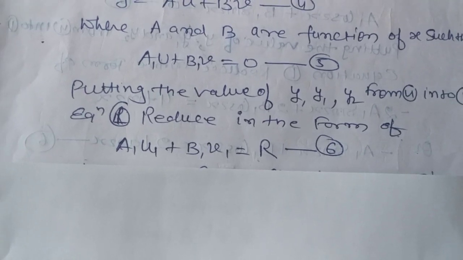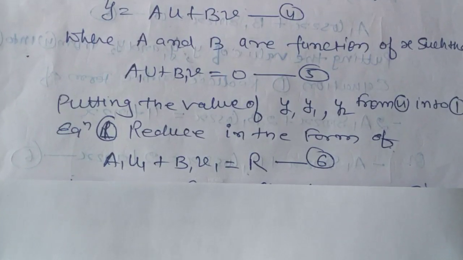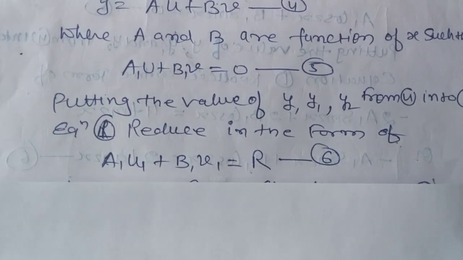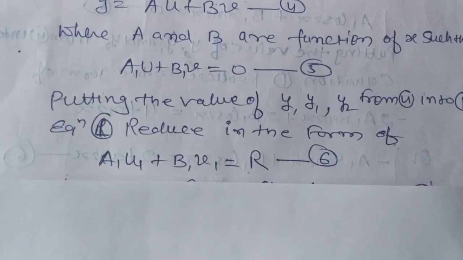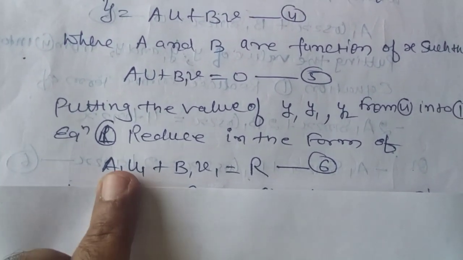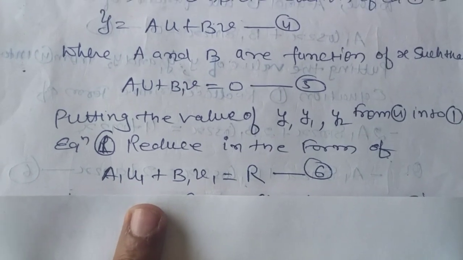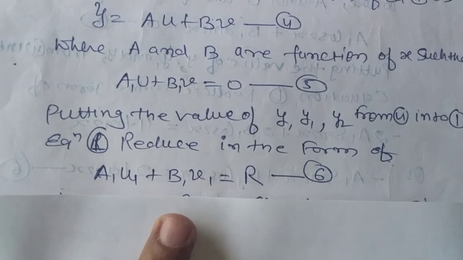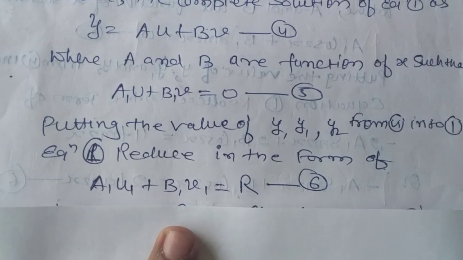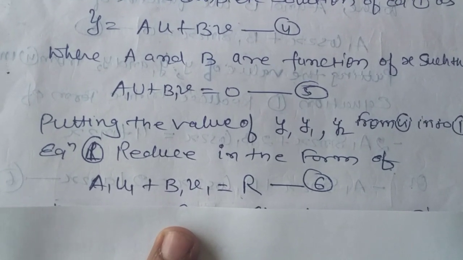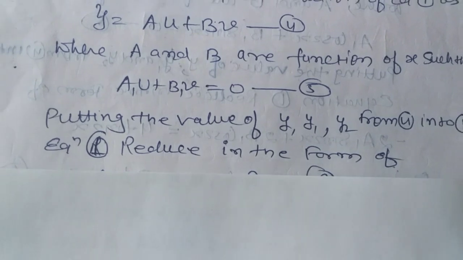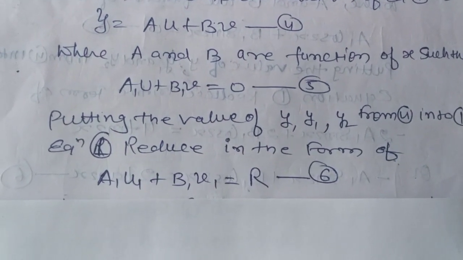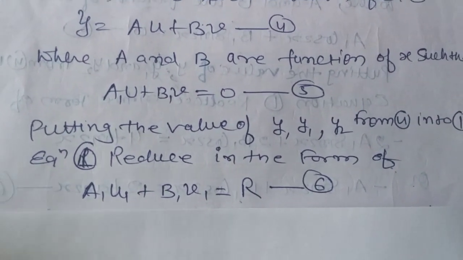this is the form which equation first takes after putting the values of y, dy by dx and d2y by dx2. The form is a1 u1 plus b1 v1 equal to r, where a1 and b1 are the derivatives of a and b with respect to x, and u1 and v1 are derivatives of u and v with respect to x.